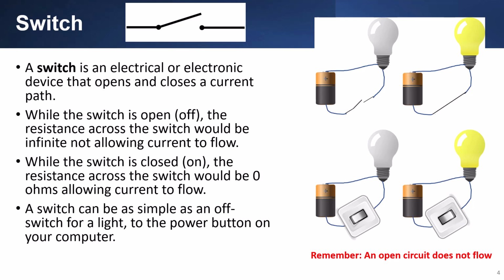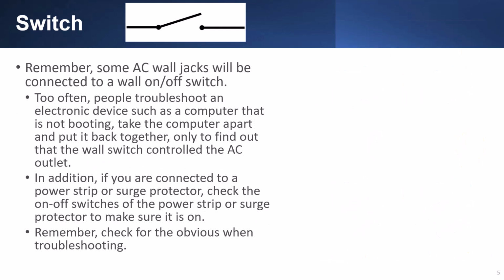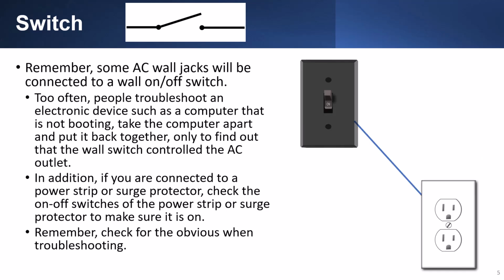A simple switch is the on-off switch for a light, as well as the on-off switch found on power strips. Remember, some AC wall jacks will be connected to a wall on-off switch. Too often, people troubleshoot an electronic device such as a computer that is not booting, take the computer apart, and put it back together, only to find out that the wall switch controlled the AC outlet.